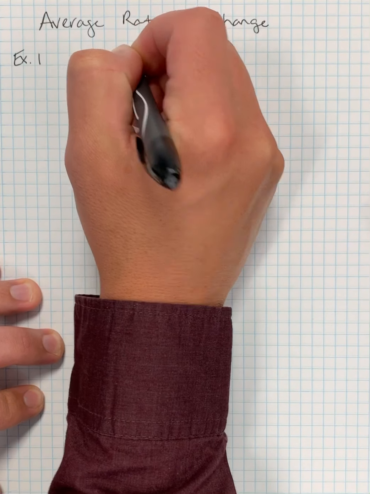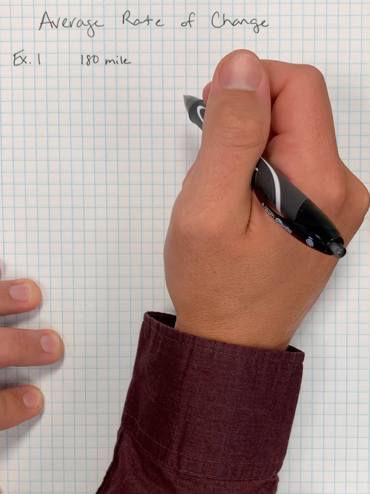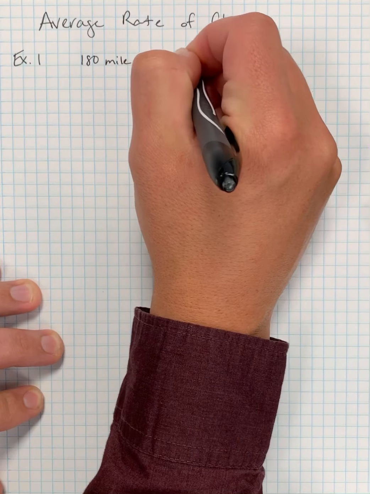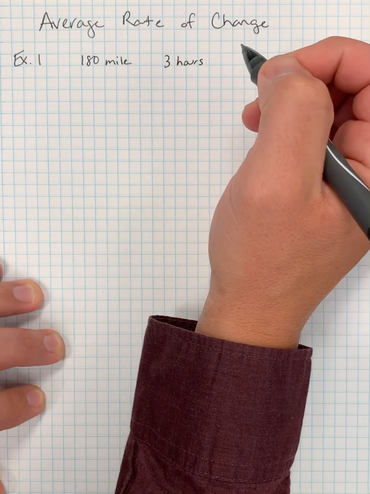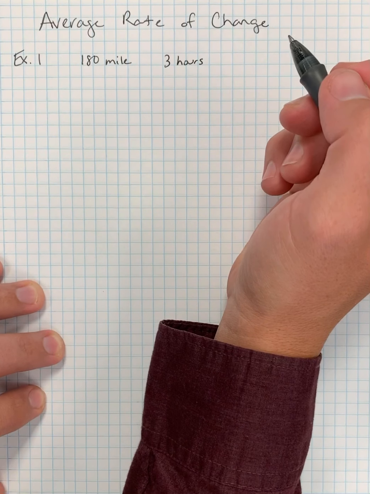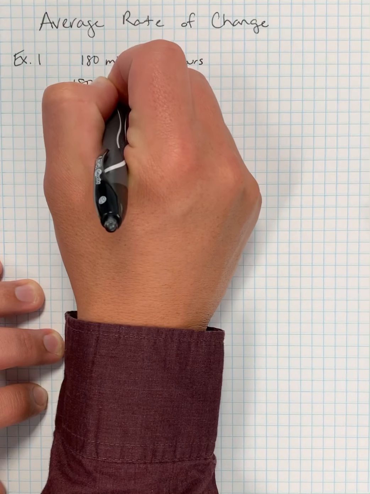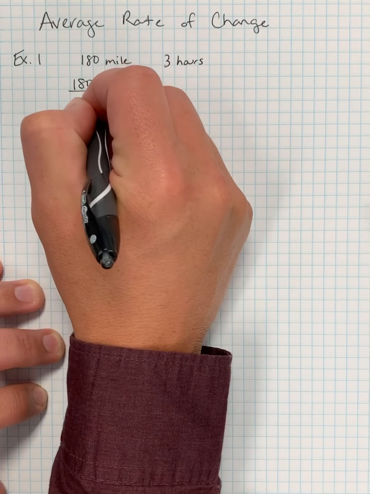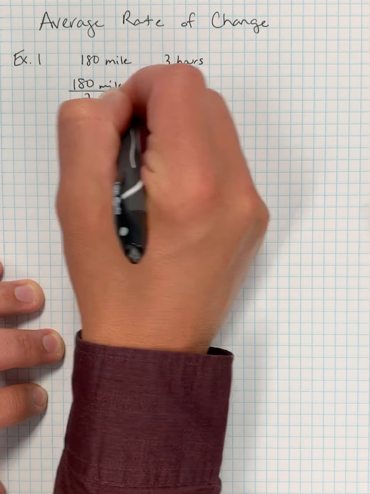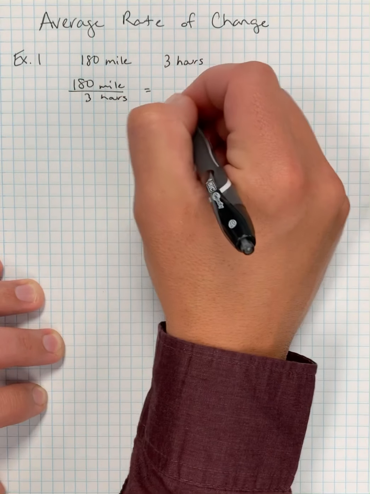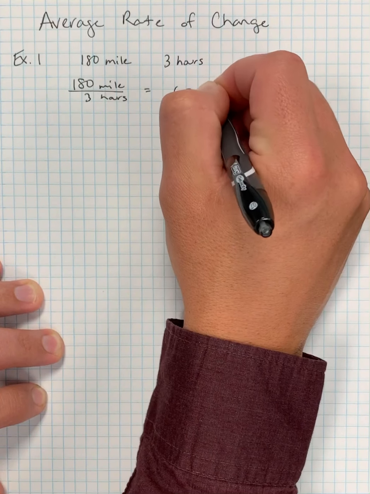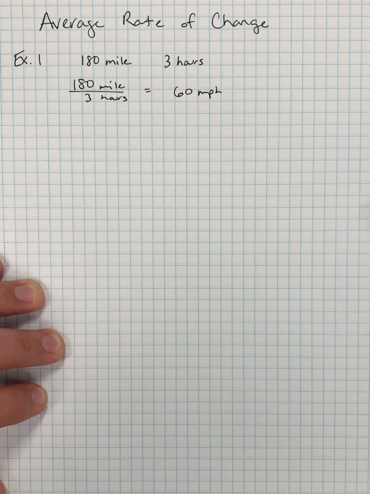180-mile trip, and it's going to take me 3 hours. What is my average rate of change? In this case, also known as the average velocity. Easy enough. Change in distance divided by total time, or change in time, gives me 60 miles per hour.